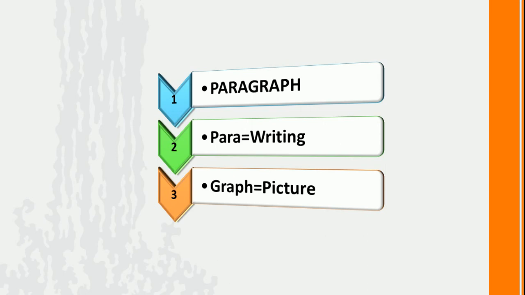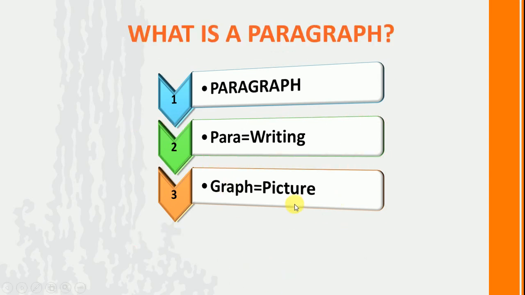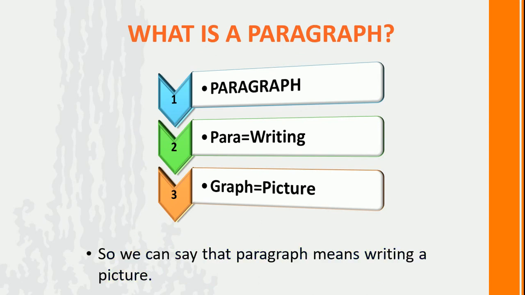The first is para, and the second is graph. Now, what's para and what's graph? Para means writing, and graph means picture. So basically we can say that paragraph means writing a picture, right?